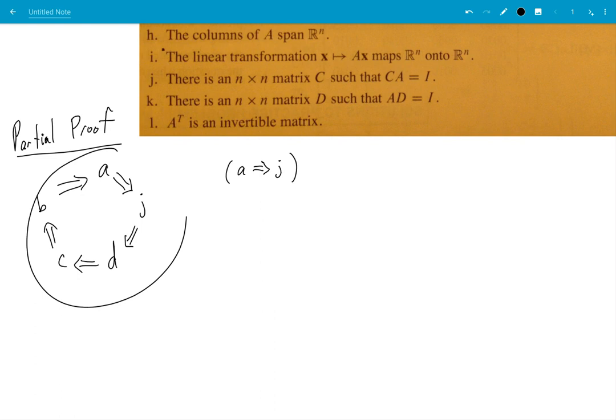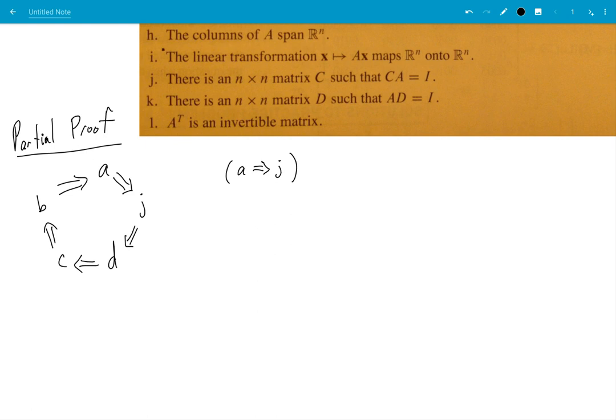Okay, so let's look at this diagram here. So I'm telling you what I'm about to do. I'm going to prove that if A is true, then I can prove that J must be true. So if A is true, then J is true. And then I'll prove that if J is true, then D is true. And so on and so forth. And if you think about it, what that proves is that these 5 statements are equivalent.